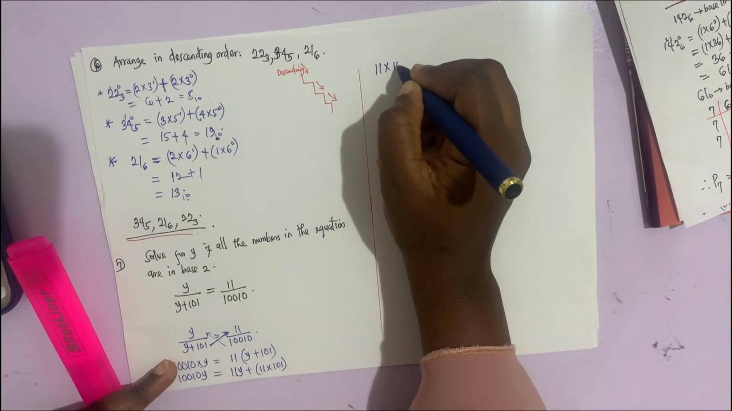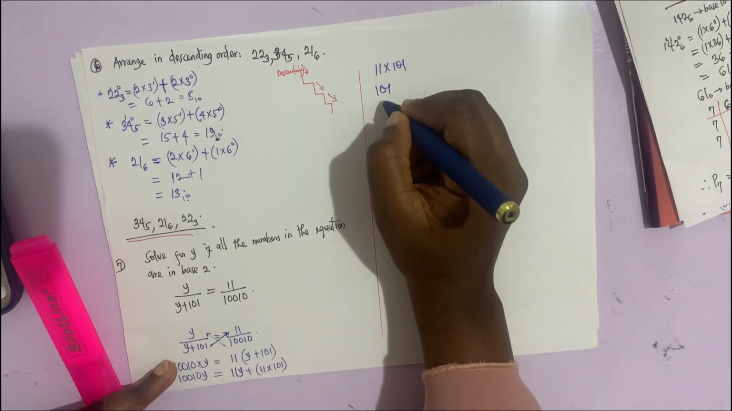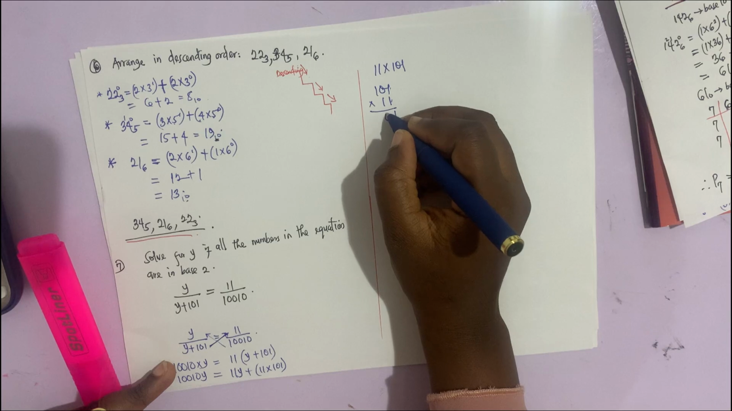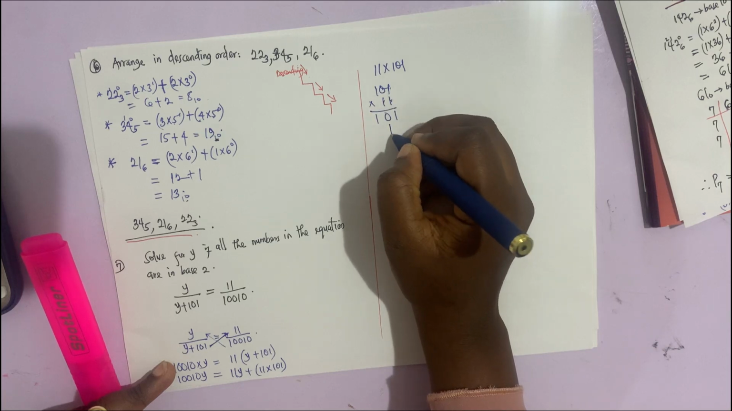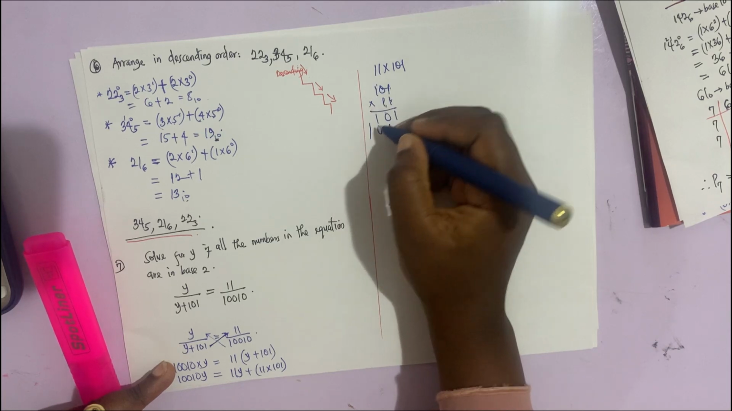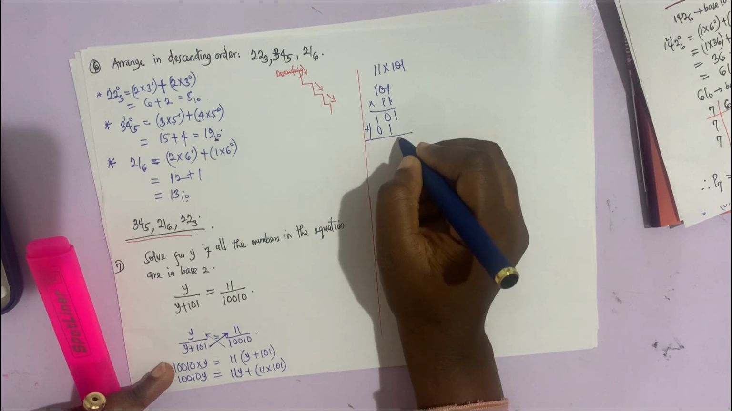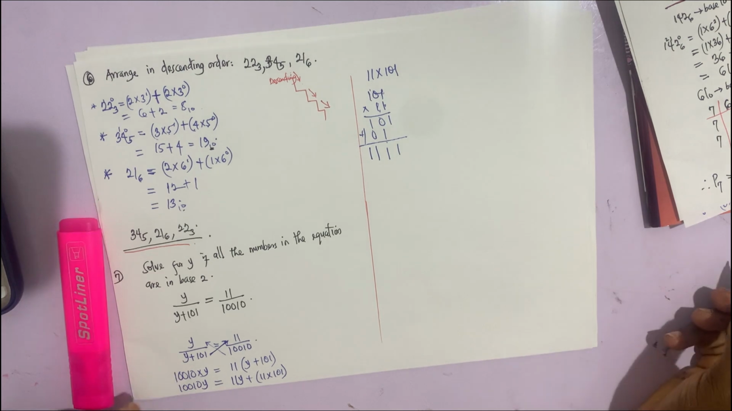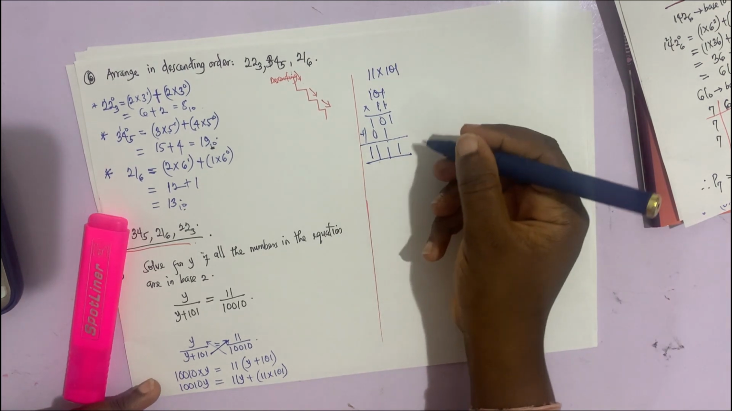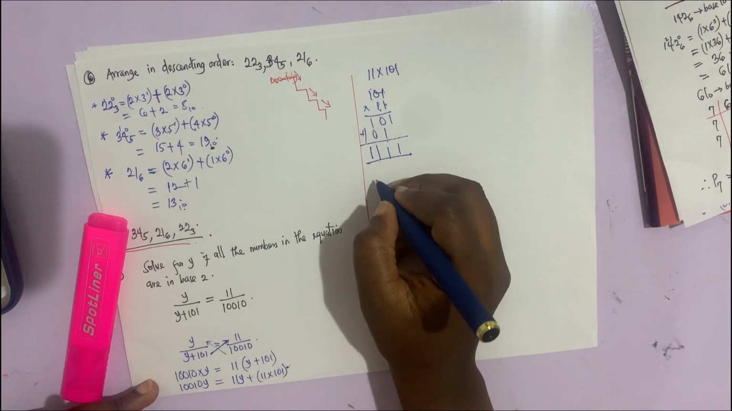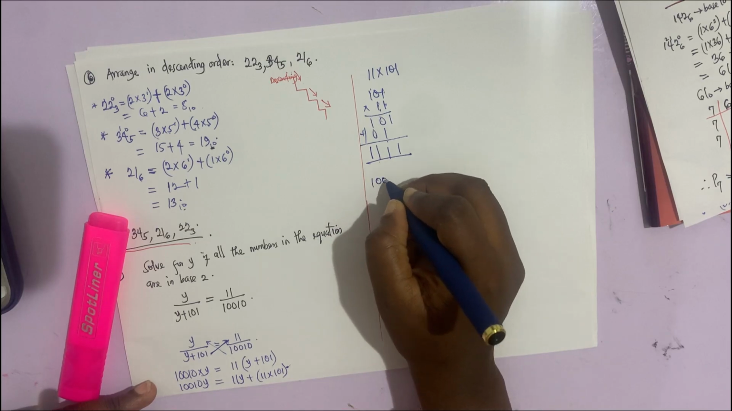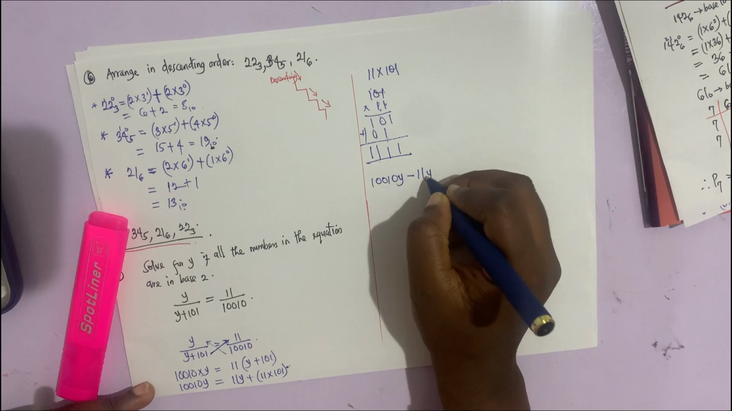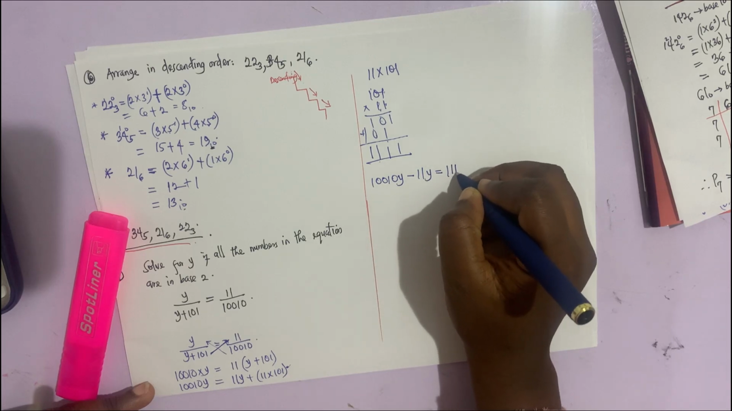11 times 101: 101 times 1, 101 times 1, gives us 1111. So it means that we can write this as 10010y minus 11y would give us 1111.